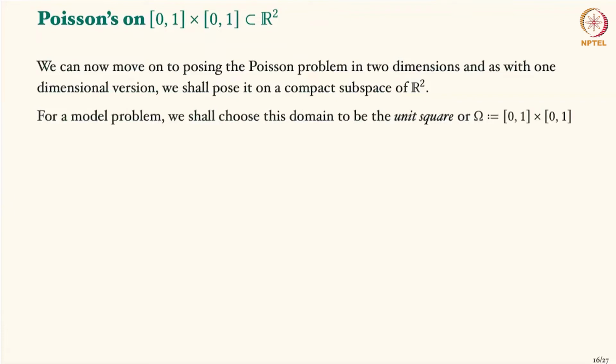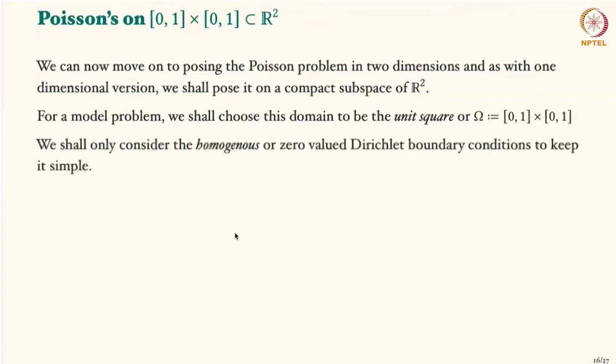So our model problem is now going to be the unit square, just for fun. We could have taken a disk also, but it's easier to deal with the unit square. And again, we'll only consider zero valued Dirichlet boundary conditions to keep the discussions reasonably simple. Okay. So that's my Poisson problem.